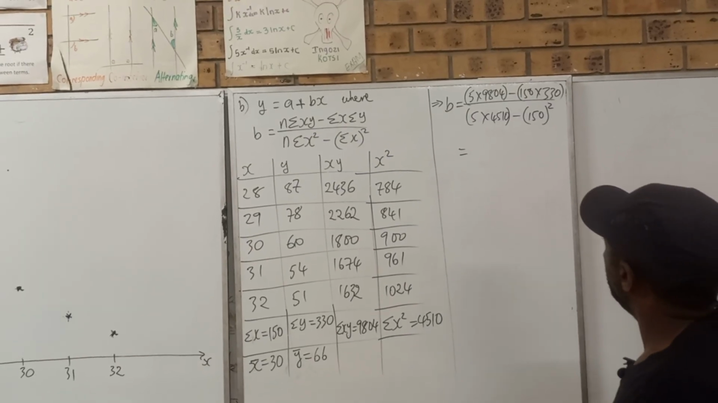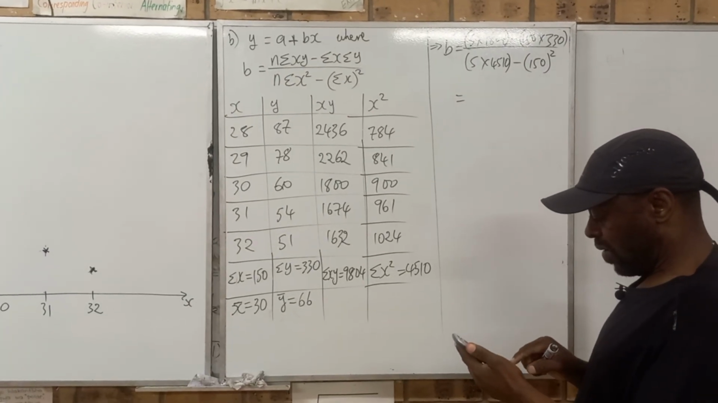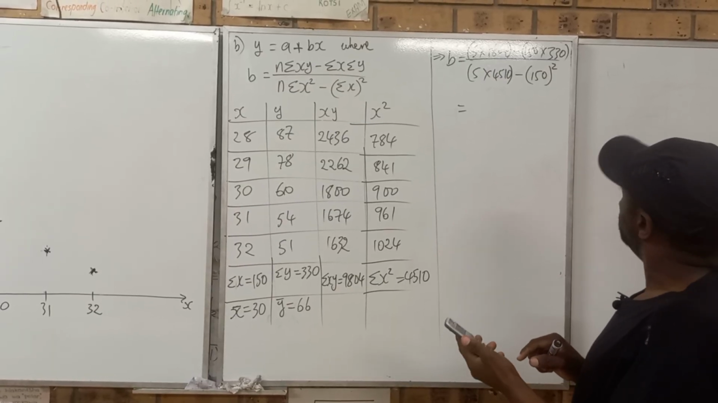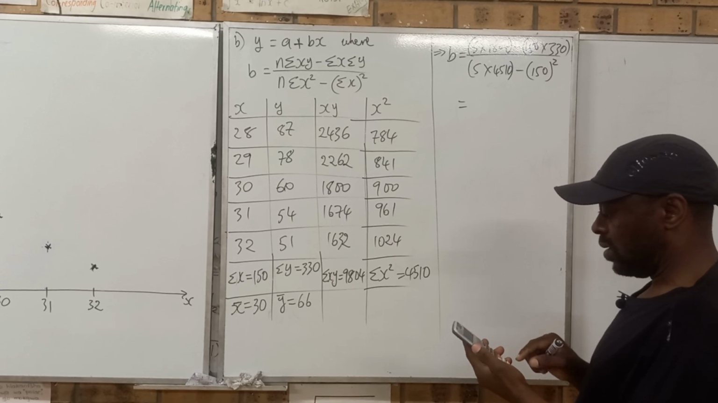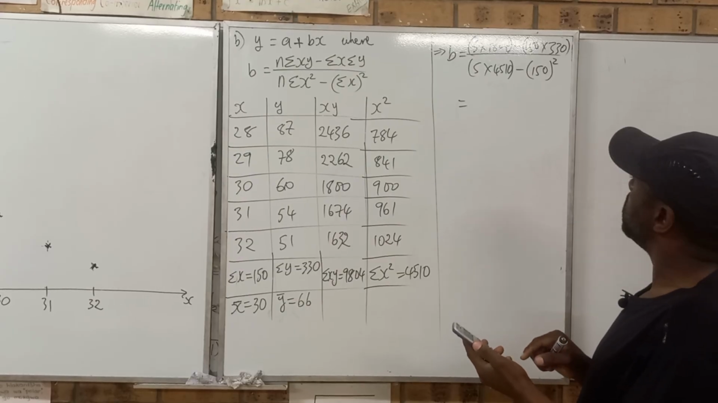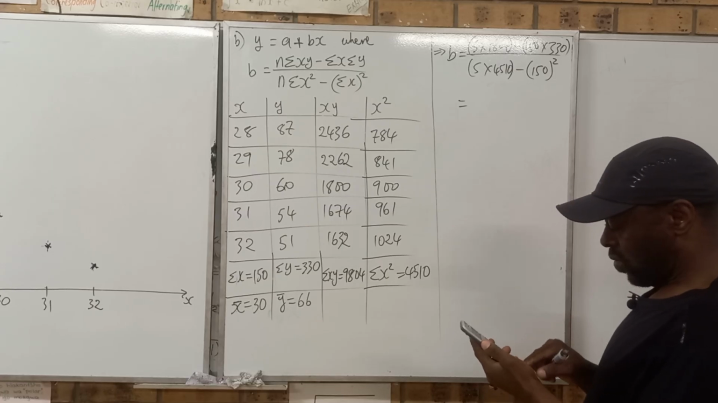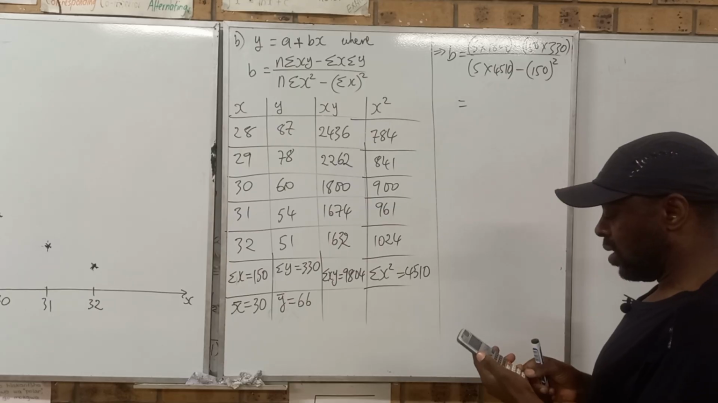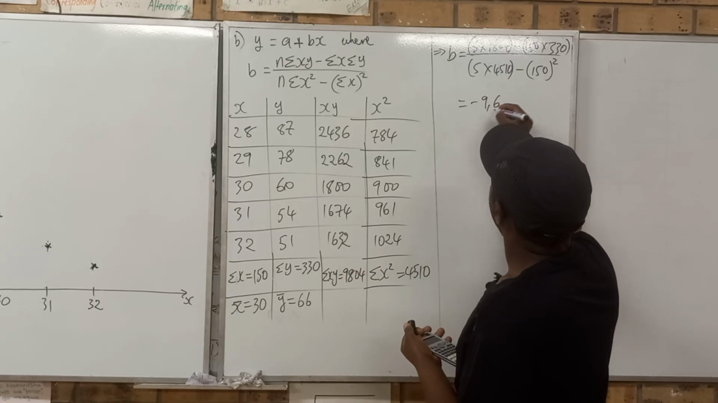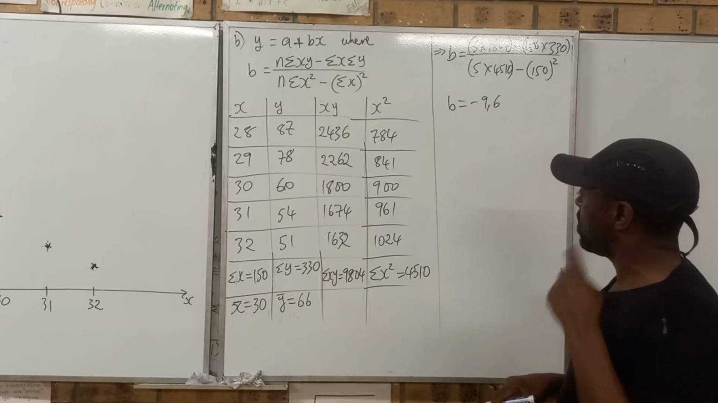So from here, I can now go to my calculator. I'm taking 5 times 9804 minus 150 times 330. That is the numerator. Denominator, I'll take again 5 times 4510, close bracket, minus 150, all that squared. So this gives me negative 9.6 as my b. So we have succeeded to get our answer for b.